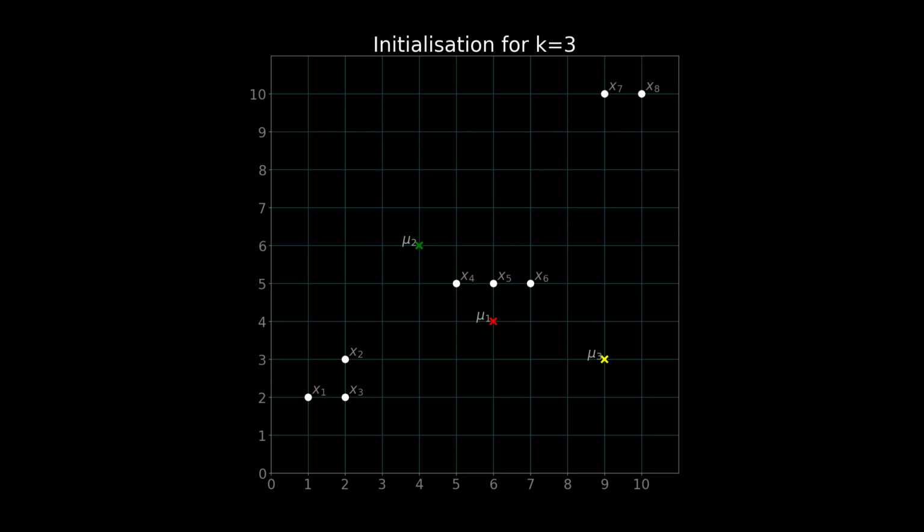During the initialization step, 3 points mu1, mu2, and mu3 are chosen at random. They represent the centroids of the 3 clusters that the algorithm is going to build. The first iteration of the algorithm will begin by assigning each point to the cluster with the closest centroid.